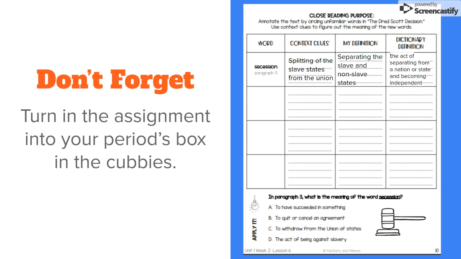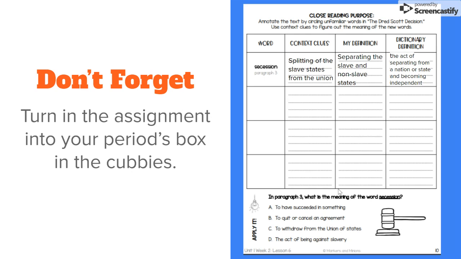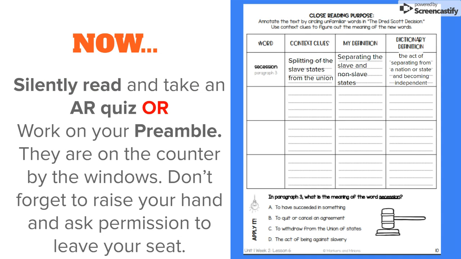Once you have completed the assignment, as well as answered the question down here, paragraph 3, what is the meaning of the word secession, which I have helped you out on, big hint there, you're going to turn your assignment into the period's box in your cubby. Once you are done, you're going to silently read or take an Error Quiz, or you may work on completing your preamble. They are located underneath the counter by the window, but don't forget to raise your hand and ask permission to leave your seats.